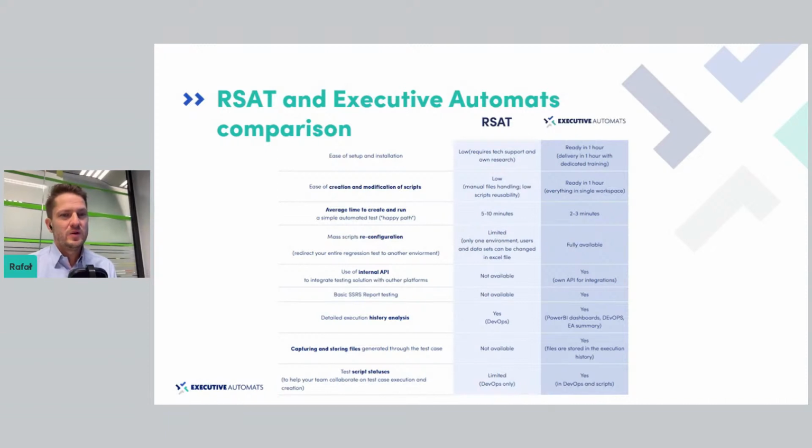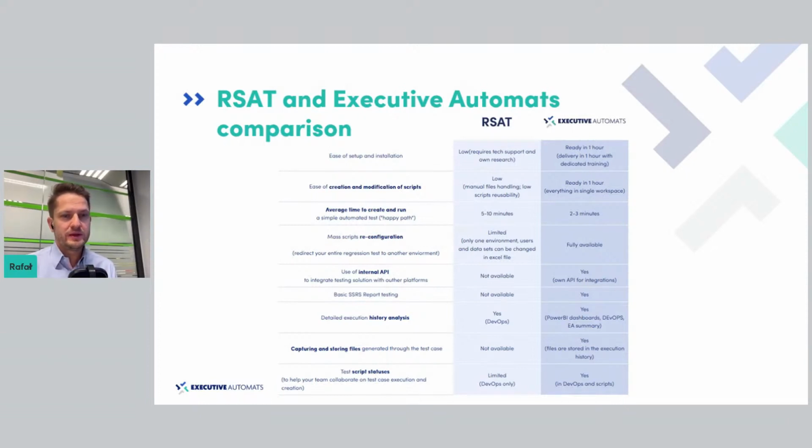And what is, I would say, quite interesting is there's no space for reconfiguration in RSAT. We showed you today a tool which is already configured with the environment. But imagine that you have multiple environments, and you need to test all of them in terms of user acceptance tests or others, and you cannot simply copy those test scripts or testing scenarios which you have created. You need to create them from scratch. With Executive Automats, you can switch between the virtual users and system definitions, even in one testing scenario, even in one testing script. So this is a huge difference.